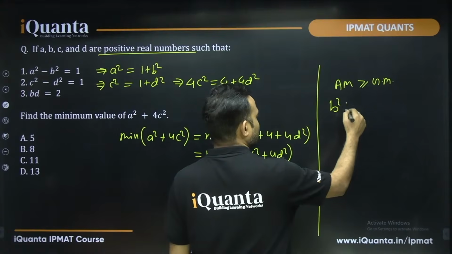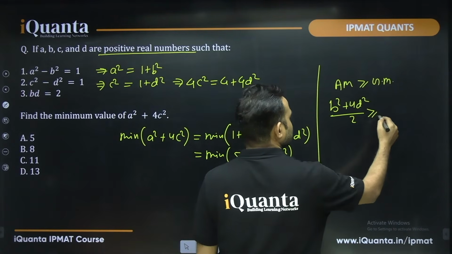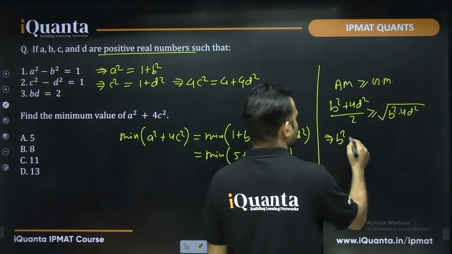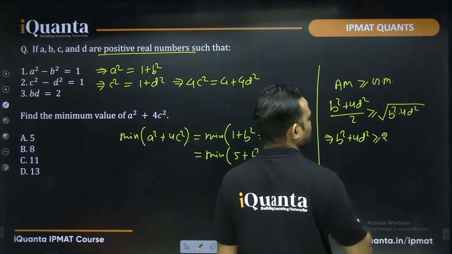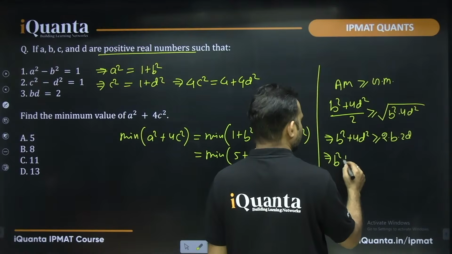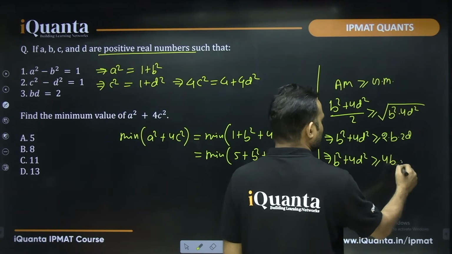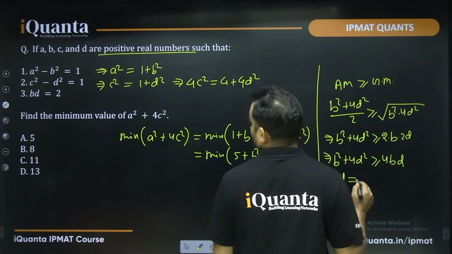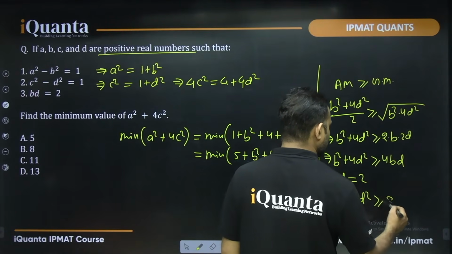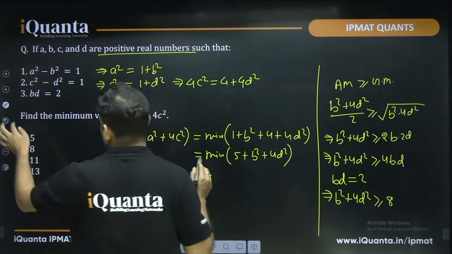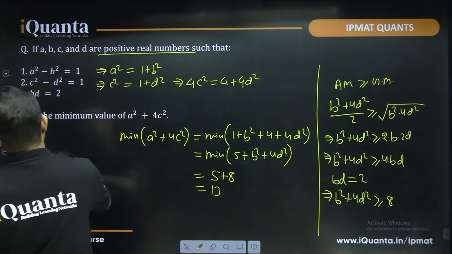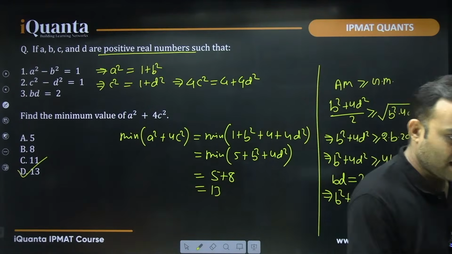We can say (b² + 4d²)/2 will always be greater than or equal to √(b² · 4d²), or b² + 4d² will always be greater than or equal to 2 times b into 2d, or b² + 4d² will always be greater than or equal to 4 times bd, and bd is given, bd is equal to 2. So b² + 4d² will always be greater than or equal to 8. So it will be 5 + 8, and that is equal to 13. So option D is the correct answer.